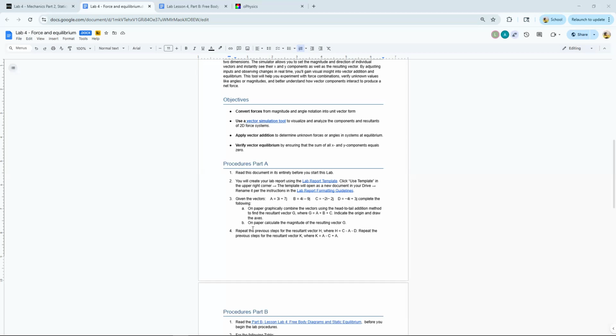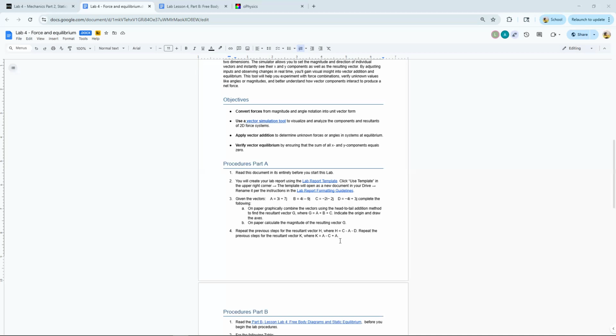And question number 4 is something similar. You are going to just repeat the previous steps for finding resultant vector H, but this time H is a different one. It's like C minus A minus D. And K also is a vector A minus C plus A.